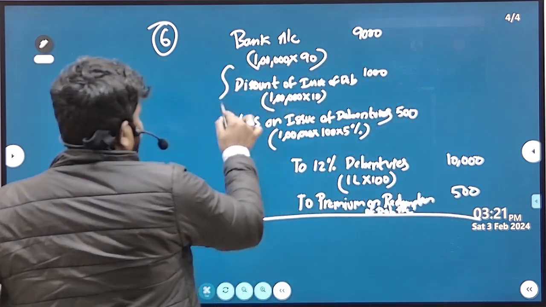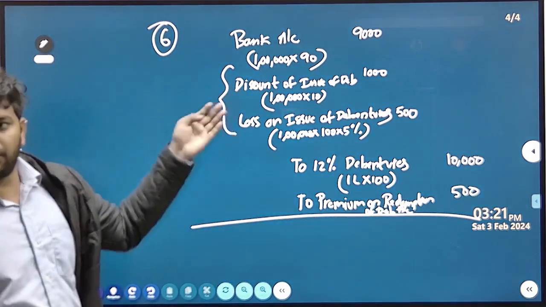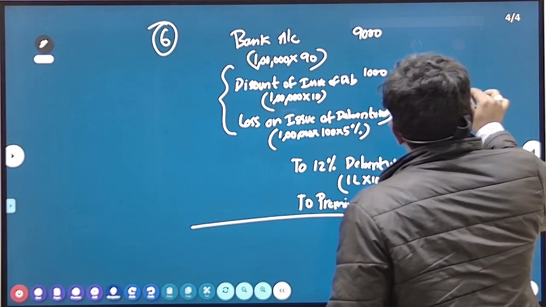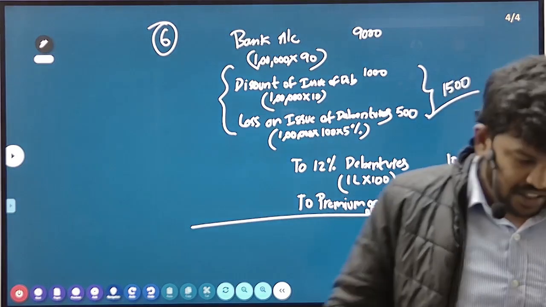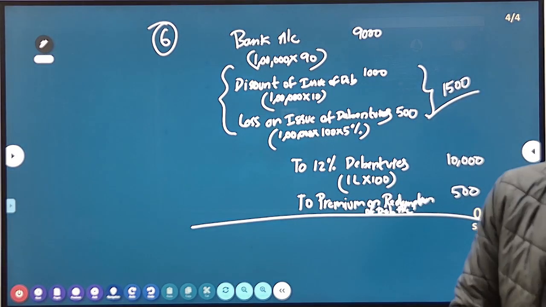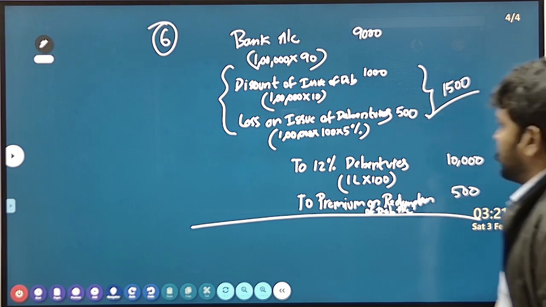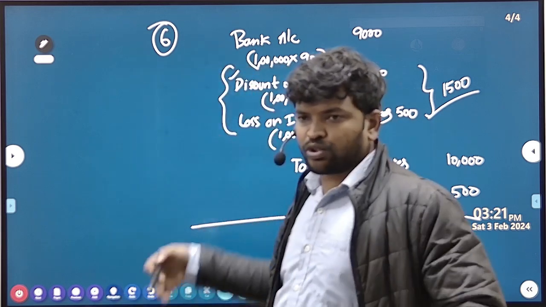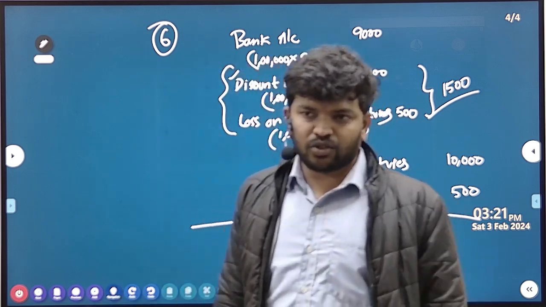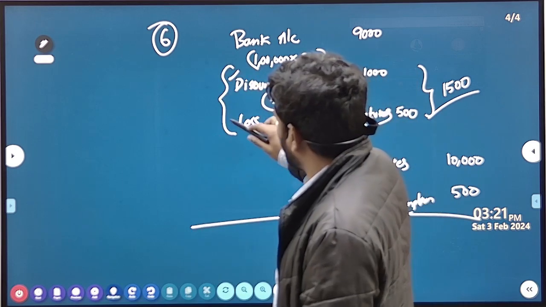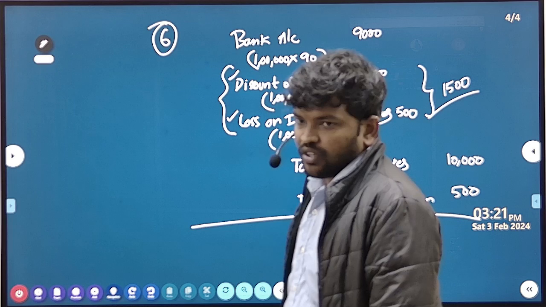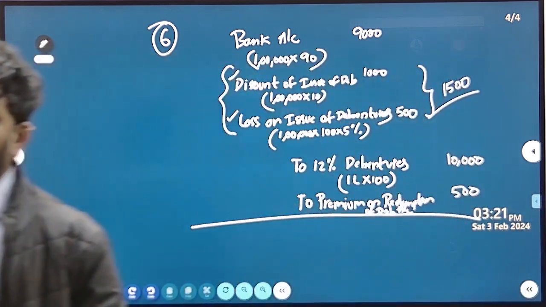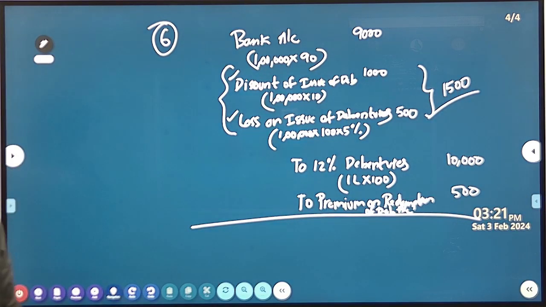Here, instead of debiting two different accounts, you can directly debit loss on issue of debentures for 1500. You can do that also directly. In your sum they have debited loss on issue of debentures for 1500. Instead of the discount account, you can debit loss on issue, because both go to the P&L account only. So there is no difference. This also goes to P&L account. This also goes to P&L account. So instead of debiting the discount account, you can directly debit loss on issue of debentures for 1500.